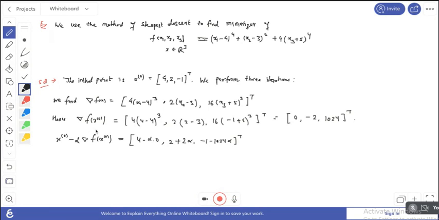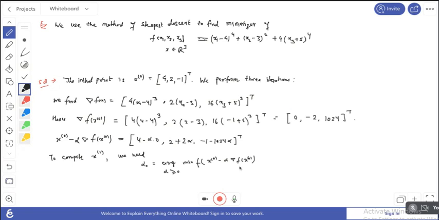Okay, so now we have to compute the value of x1, the first iteration. To compute x1, we need this alpha 0, that is equal to the argument of alpha greater than or equal to 0 for which our function has its minimum value, and that function is f of x0 minus alpha times the gradient of f at x0.